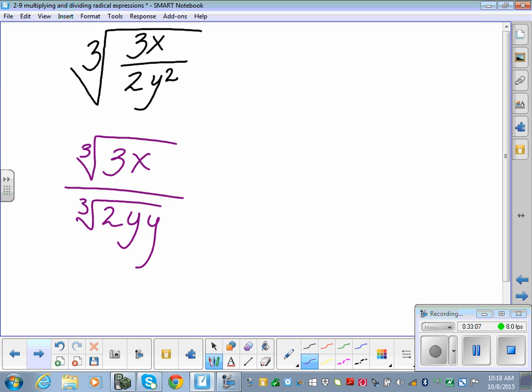Now we have to rationalize the denominator. Once again, this is a cube root, so we need 3 of them. So let's multiply by the cube root of, we only have 1 2, and we need 3, so how many more? 2 times 2, so we have 3 of them. And then y times y, we need 3, so we need 1 more. If you do that to the bottom though, you've got to do that exact thing to the top.